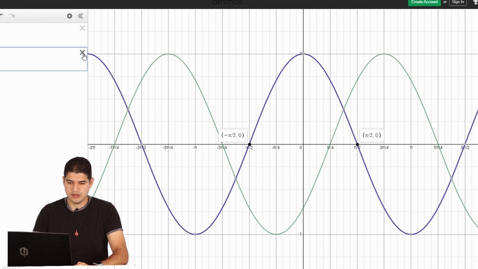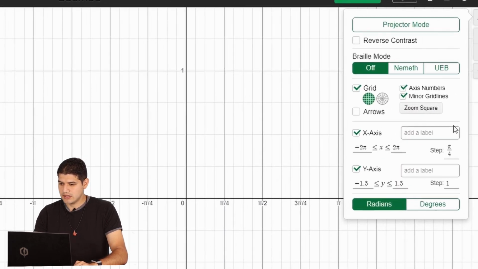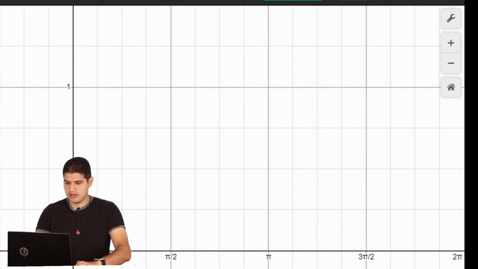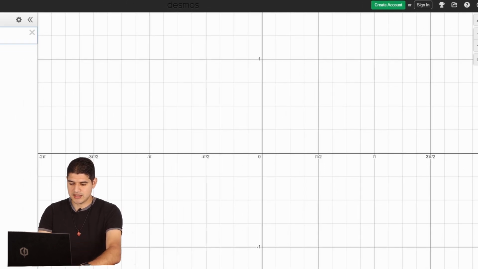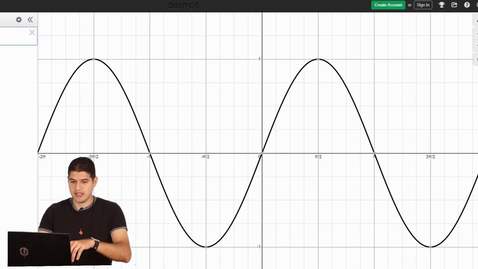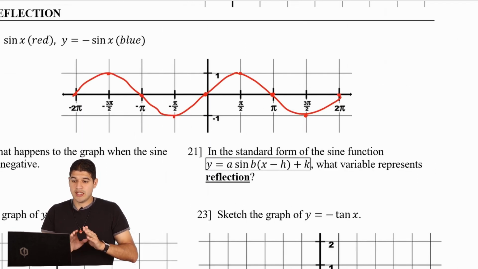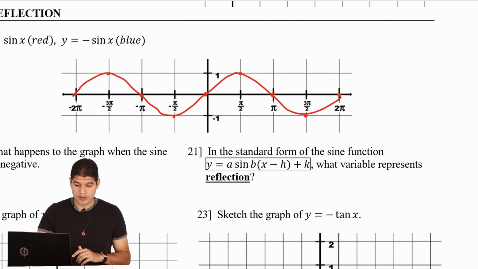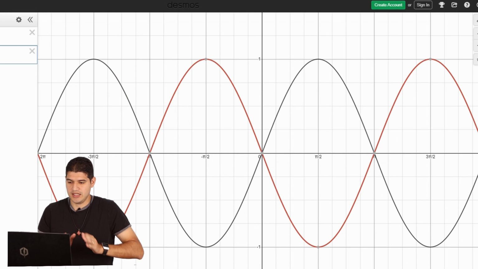Let me delete these two equations right here. And our scale has shifted by pi over 2 again. So there we go, looking at pi over 2. This time I'm going to put in sine of x real quick so we can take a look at that, because our second function that we'll be looking at is negative sine of x. We're going to graph that in blue and look at what happens. So negative sine of x.